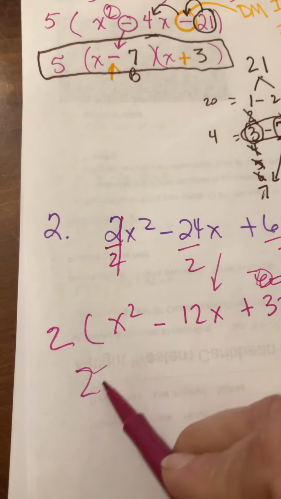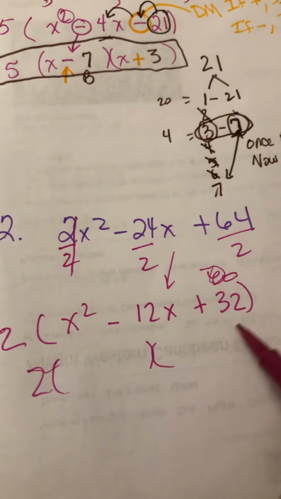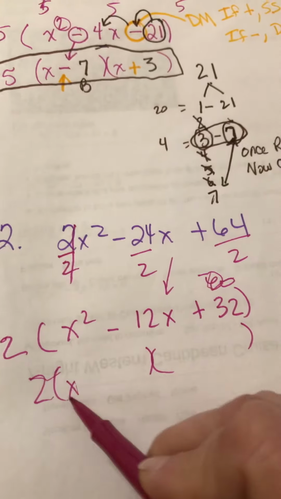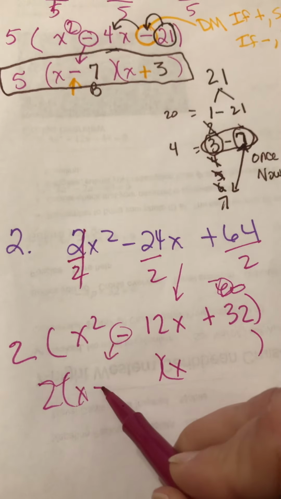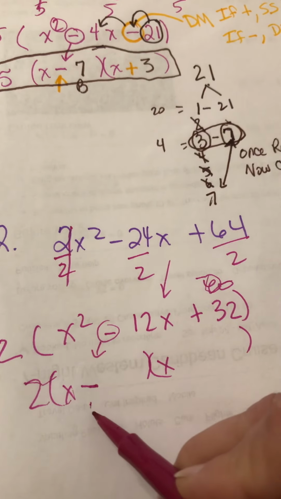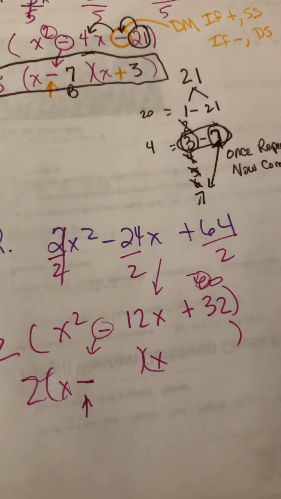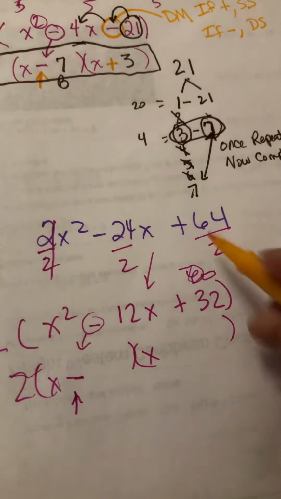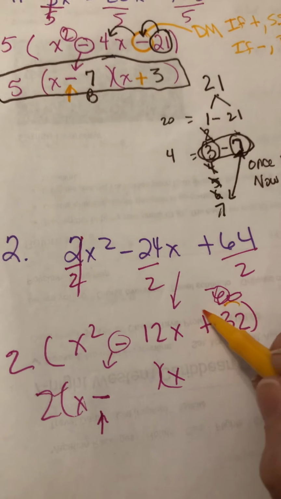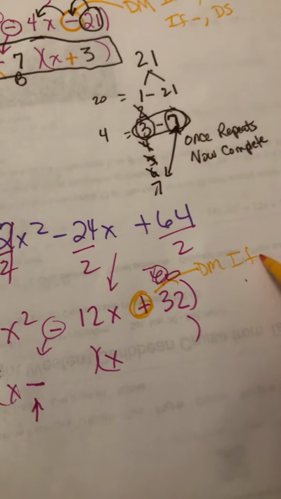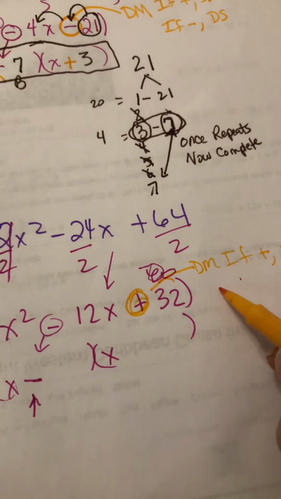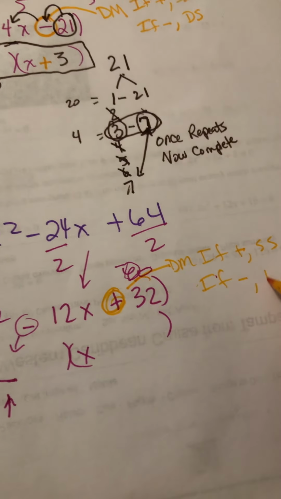We've got the 2 out front, parenthesis, parenthesis. Bring down your x's. Bring down that first sign. Never doubt it, never question it, never worry about it, and never, ever, ever change it, right? So then we're looking for factors of 32. Decision maker. If plus, same signs. If minus, different signs.